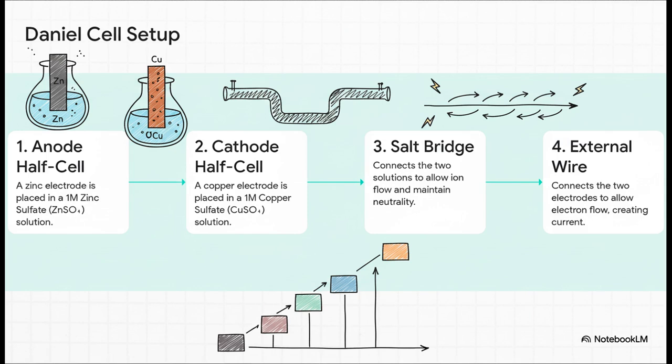In one, we stick a zinc rod in some zinc sulfate solution. In the other, a copper rod in copper sulfate solution. Then we connect the two liquids with something called a salt bridge, and we connect the two metal rods with a wire. That's it. That's our cell.